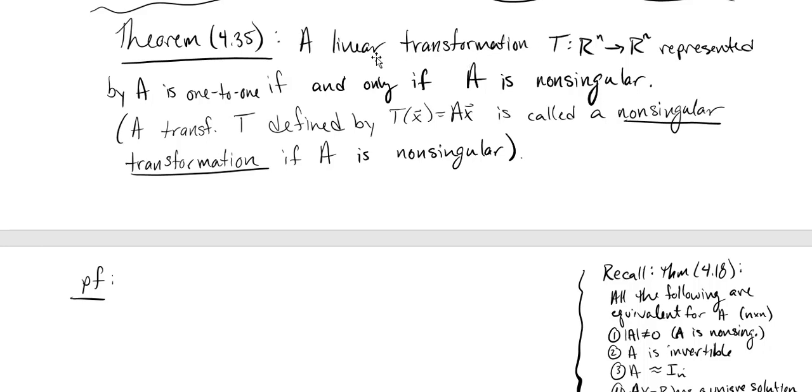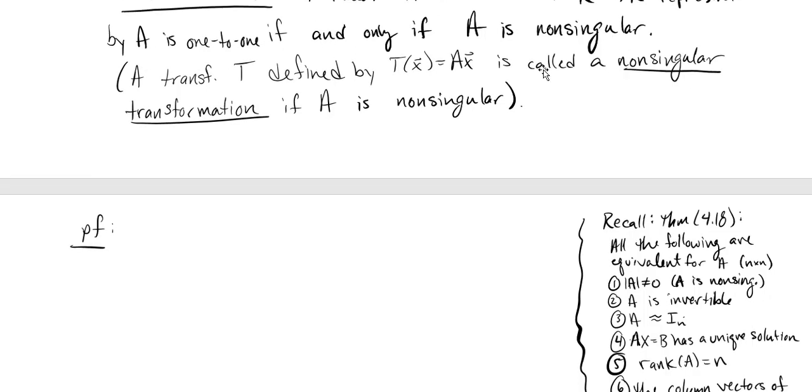But let's prove this, that this transformation represented by matrix A is 1-to-1 if and only if A is non-singular. How are we going to do this? Let's first assume, again, like we did in the last one, T is 1-to-1.